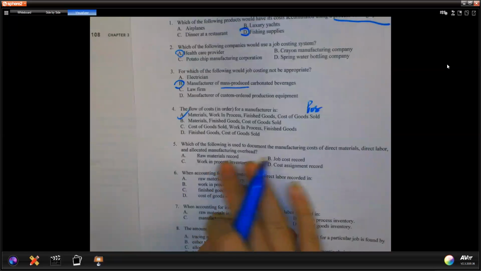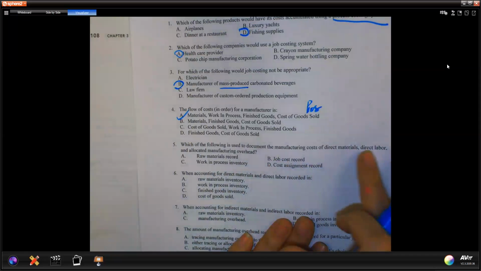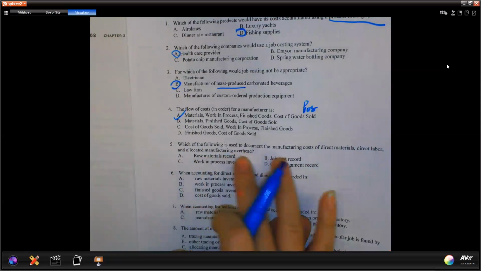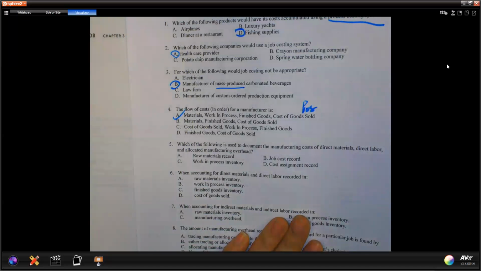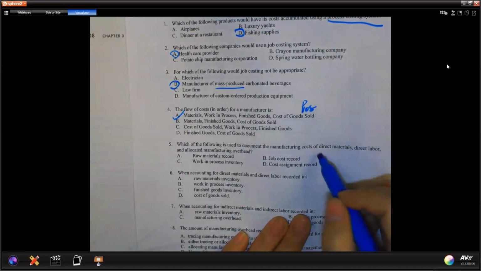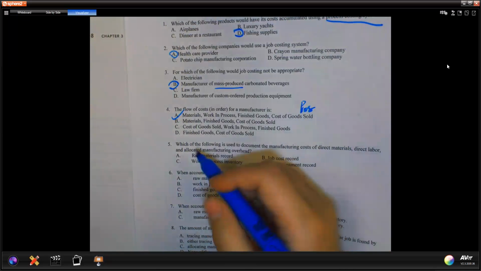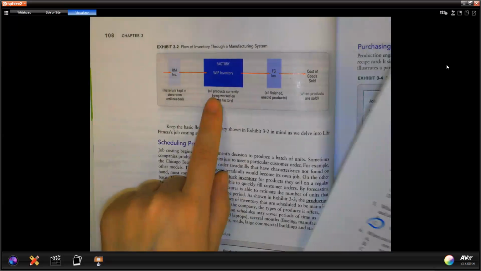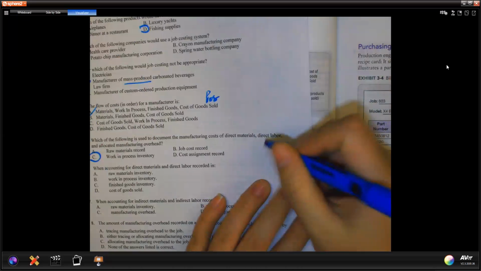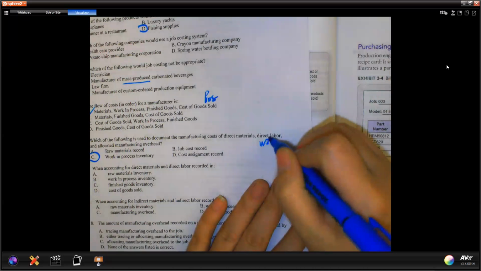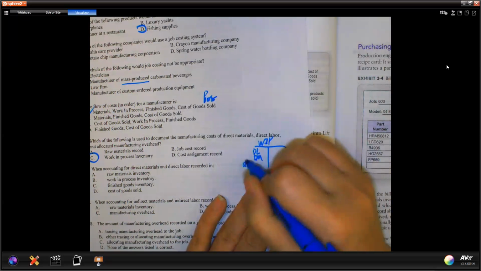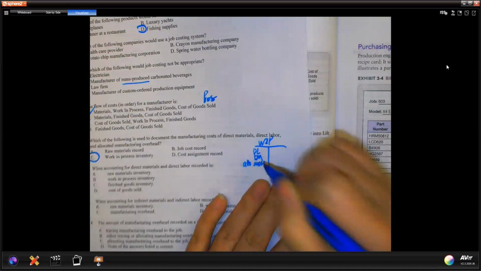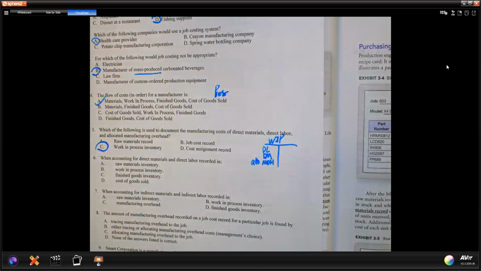Which of the documents manufacturing cost: direct labor, direct material, allocated manufacturing overhead. So what will this be? We said direct labor, direct material, and allocated overhead. So this is your work in process, right? Remember in the handout video, I said work in process. How do you have work in process? You have direct labor, direct material, and then allocated manufacturing overhead. So this is all in work in process.